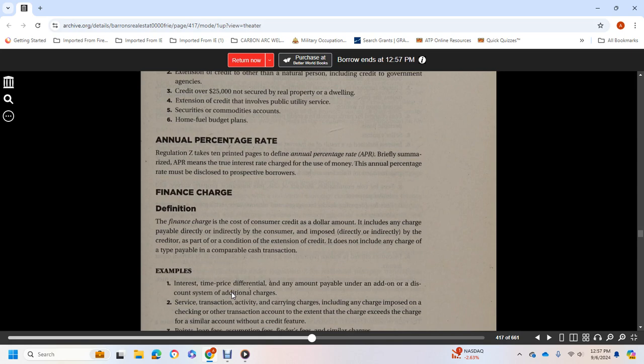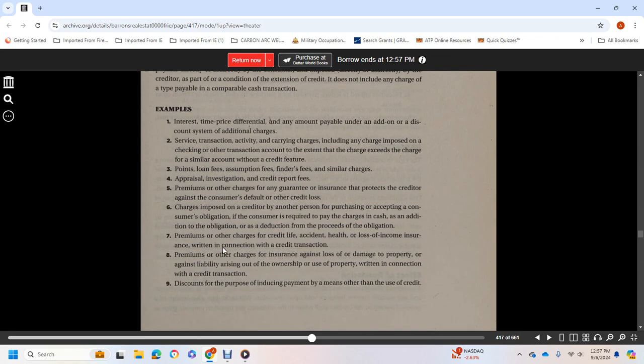A finance charge. The definition of a finance charge is the cost of consumer credit as a dollar amount. It includes any charge payable directly or indirectly by the consumer and imposed directly or indirectly by the creditor as a condition of the extension of credit. It does not include any charge of a type payable in a comparable cash transaction, such as taxes. Examples.